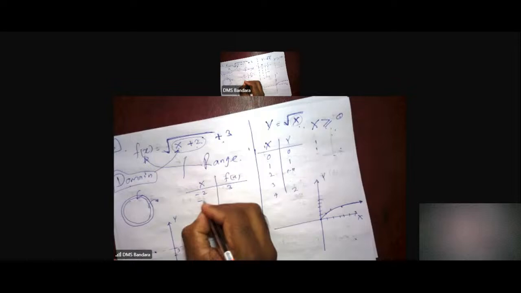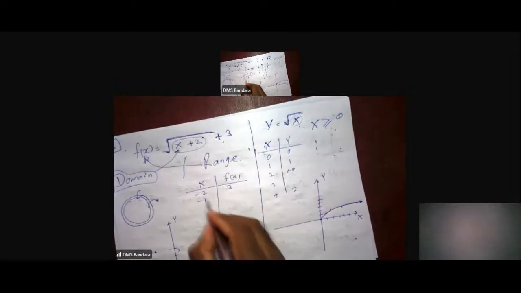Yes, good. When x equals minus 2, this part is 0, and the value is 3. When x equals minus 2, y is 3. Now can x be minus 1? Yes, x can be minus 1. When x equals minus 1, y becomes 4.